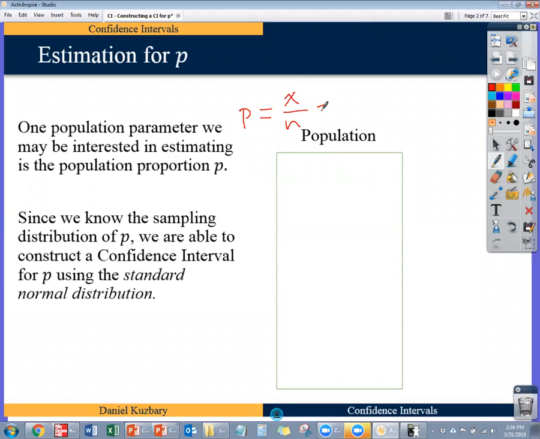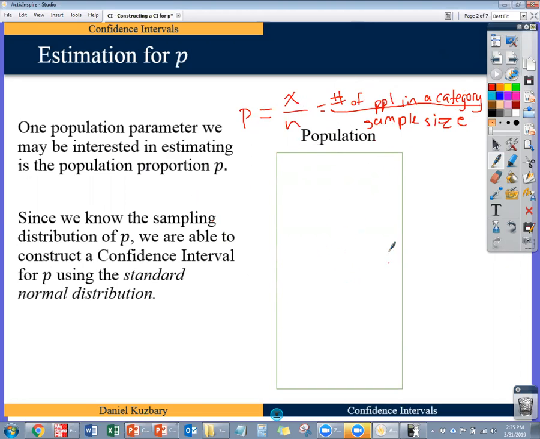So this X represents the number of people in a category, or the number of things. So this doesn't have to be people. It could be like fish or items or something, whereas N is the sample size. For instance, if we're polling people and we're trying to find the proportion of people who have red hair, we'd count the number of people who have red hair over the total sample size.